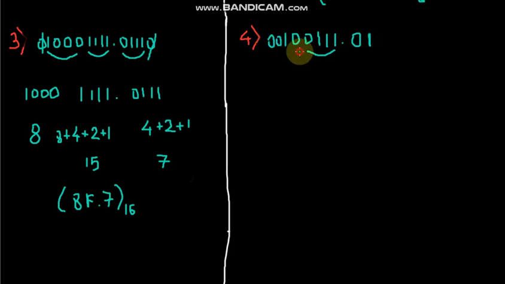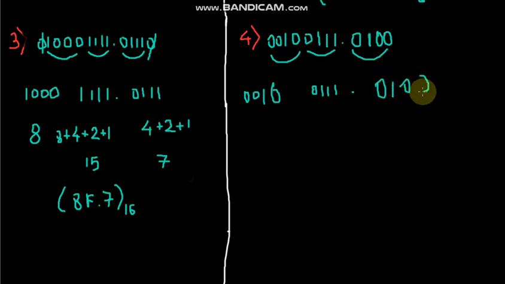So this is the second group, 0 0 1 0, and similarly we have to add 2 zeros on the right hand side of the decimal point to make it a complete group of 4. So 0 1 0 0 makes it a group of 4. Now again we have to write down these groups individually, that is 0 0 1 0. The second group is 0 1 1 1 point, and on the right hand side we have a group 0 1 0 0.